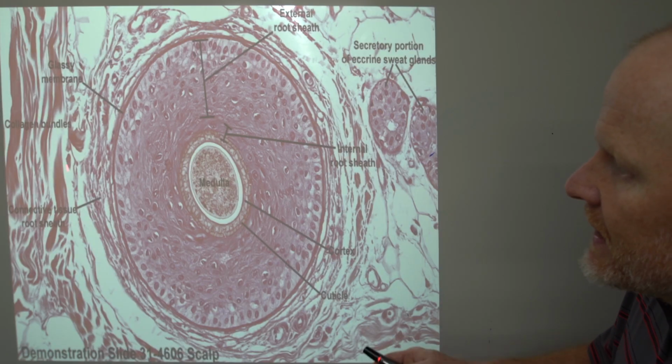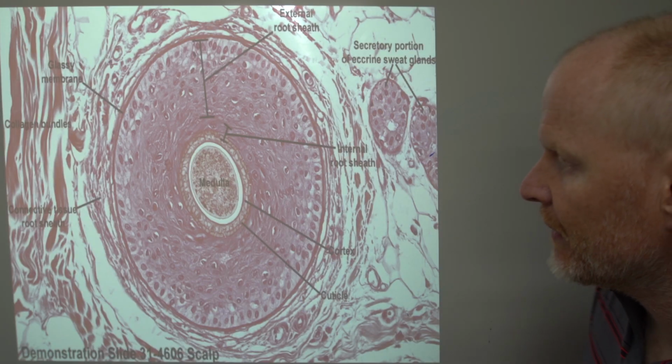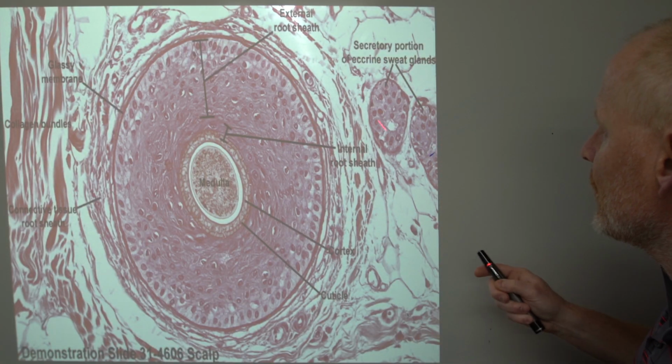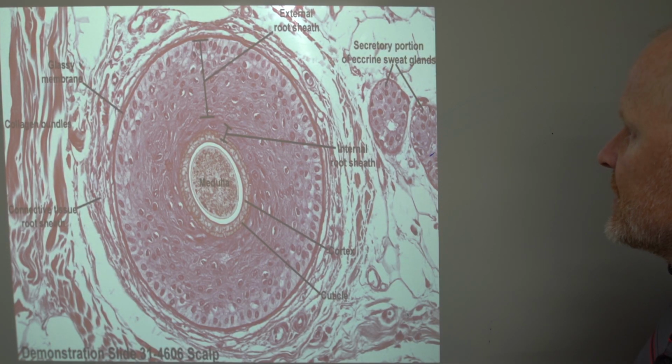You have a muscle that runs next to it. That's called the erector pili muscle, which erects the hair, stands them up. And you have some multicellular glands that are associated with the hair. They're called sebaceous glands.